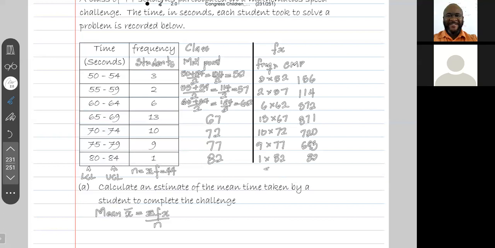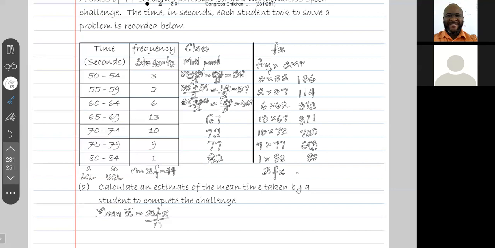So let's add up all of them to get the sum of fx. So I have 156 plus 114 plus 372 plus 871 plus 720 plus 693 plus 82. So this is 3008.